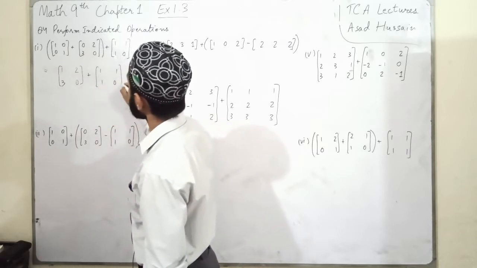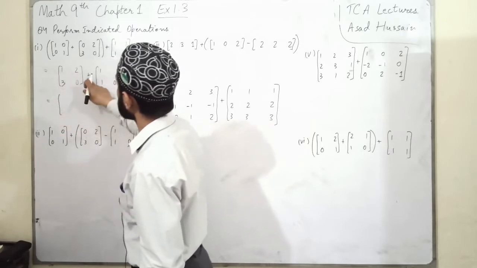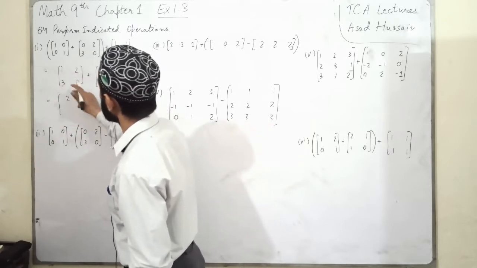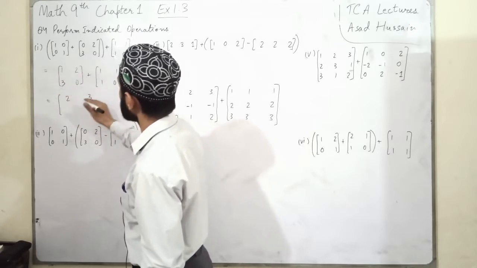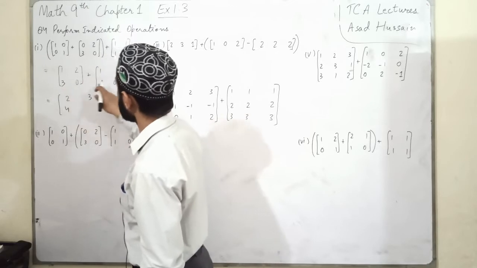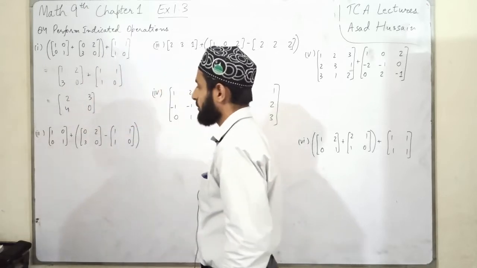Now the other operation is also of addition, so we will add these two matrices. 1 plus 1 is equal to 2, 2 plus 1 is equal to 3, 3 plus 1 is equal to 4, 0 plus 0 is equal to 0. Moving on to part number 2.